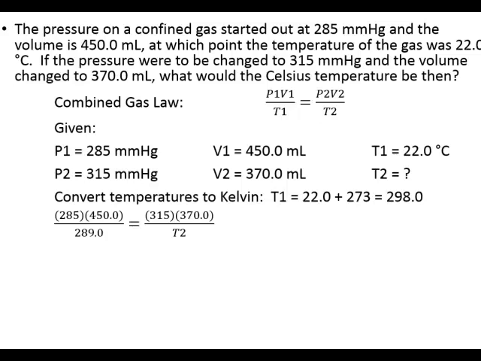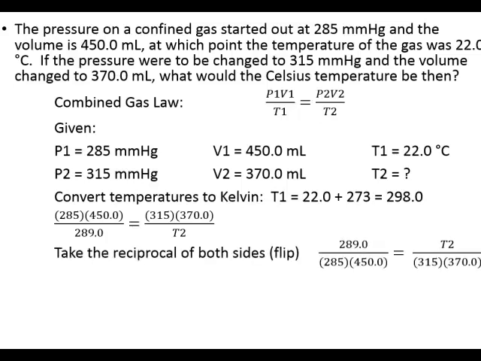I see here that I'm trying to solve for T2. Well, the easiest way to do that is to take the reciprocal of both sides, and then T2 moves to the numerator, not breaking any laws of math. Now I need to multiply by 315 and 370. So this is what I get.